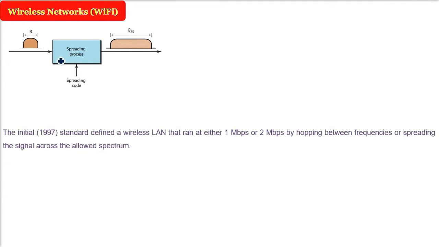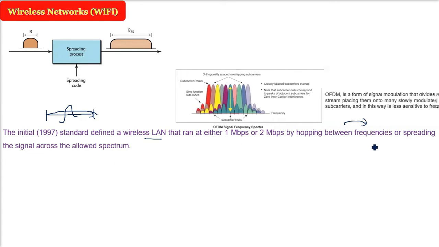The initial 1997 standard I'm talking about defined a wireless LAN running at 1 megabit per second and 2 megabits per second. And this was using frequency hopping. That is, it changes the frequency. One frequency it is working, then another frequency, then a third frequency. So frequency hopping was going on, using the spread spectrum. That is, the whole of the spectrum which is assigned is being used, spreading the signal across the allowed spectrum.